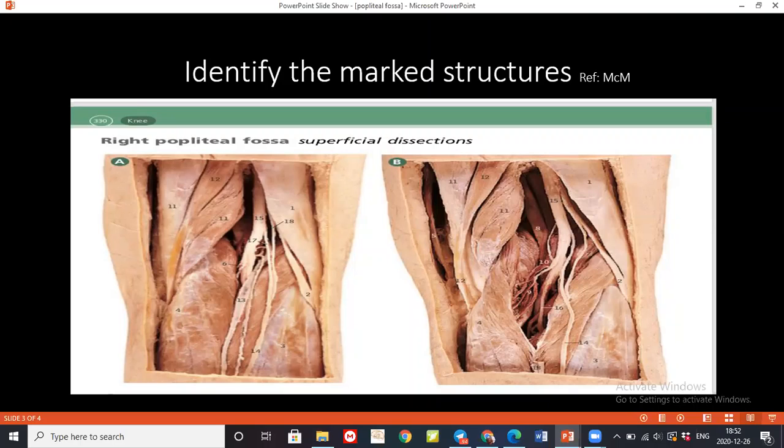The main ones are the anterior and the posterior cruciate ligaments. It has two menisci which act as shock absorbers, and it has medial and lateral collateral ligaments. And then they have muscles which help in the movement of the knee joint, which are the dynamic stabilizers. What are those muscles?